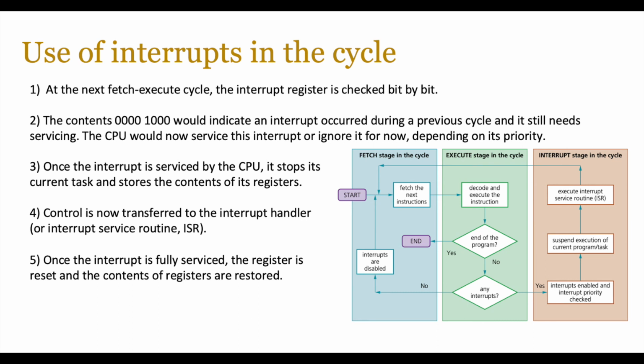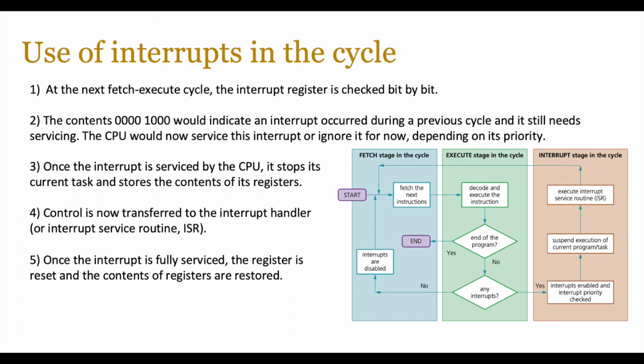If not, then it checks for any interrupts. Once it's checking for interrupts, if there are no interrupts, then it disables the interrupt because it's going to go back into the next instruction and it doesn't want anybody to interfere with it. However, if there are interrupts, then it moves on to the interrupt stage of the cycle. And in this particular stage, the interrupts are enabled and the interrupt priority is checked.